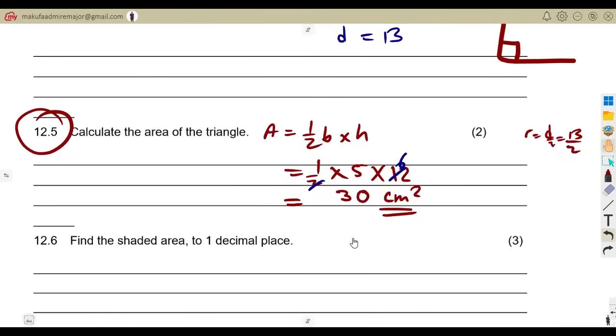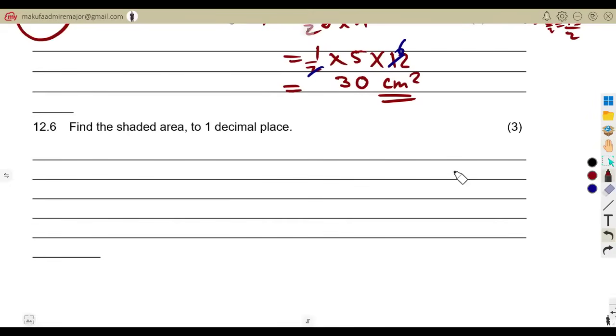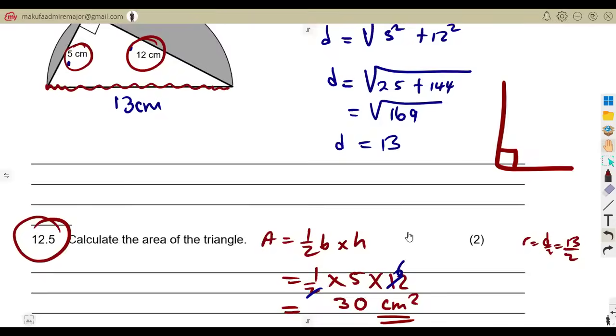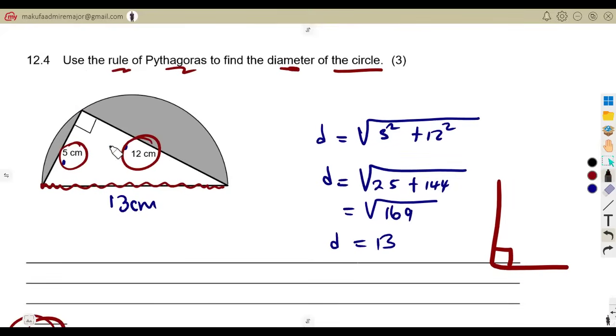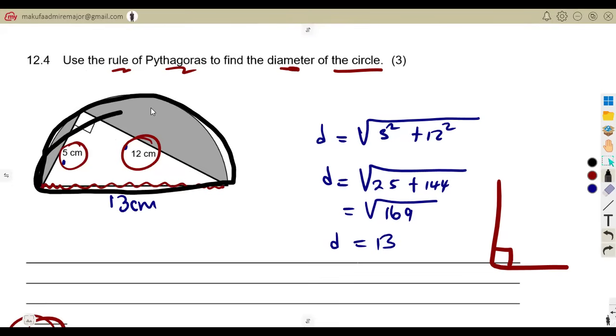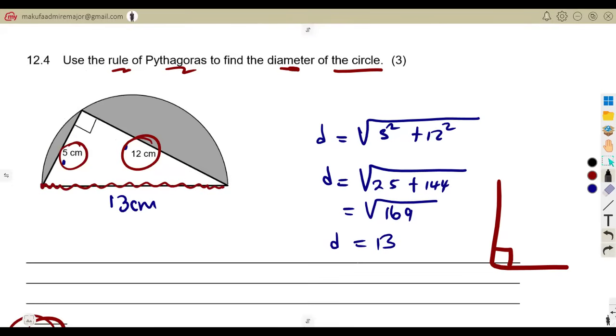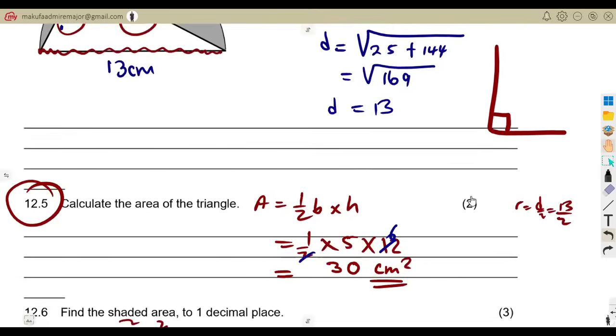That's the area. Now find the shaded area to 1 decimal place. The shaded area is this part which is shaded. We just have to remove this triangle from what? From a semicircle. The whole of this part, remember guys, was a semicircle, which means half of a circle.